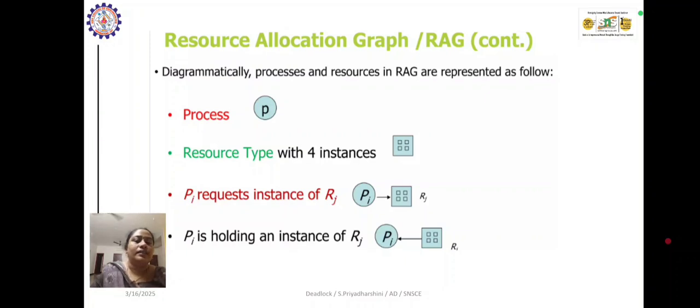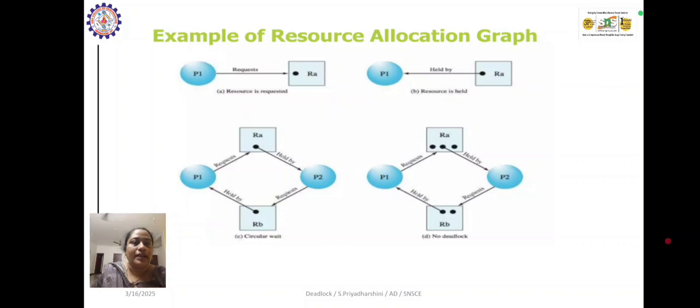Then we have the edges. There is a request edge when a process Pi requests an instance of Rj, and an assignment edge when the process is holding an instance of Rj. This is how it will be in the diagrammatic representation of the graph. For example, in the first diagram, P1 requests Ra, so the resource is requested. In the second diagram, when a process holds a resource, it is represented like this. This is an example of an assignment edge.